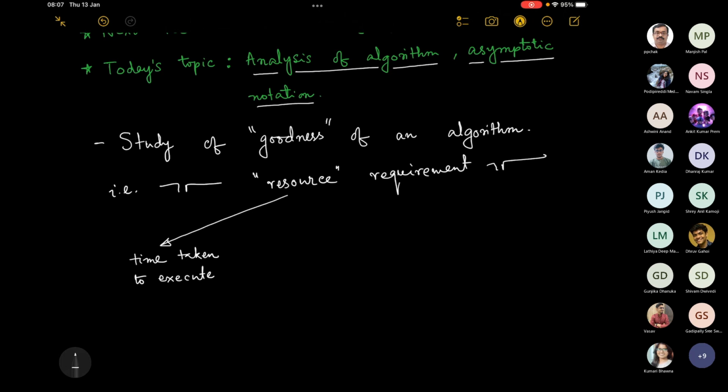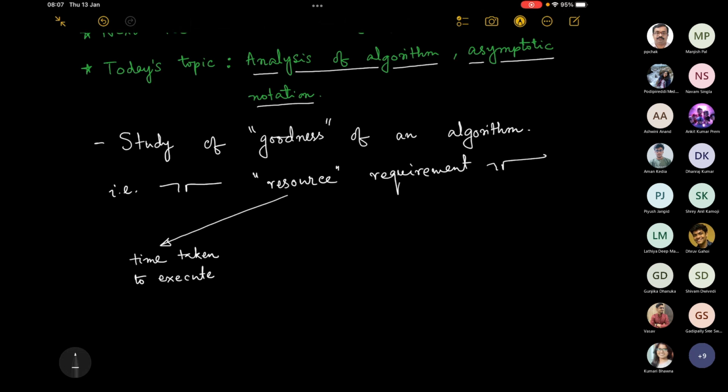If we don't say explicitly what we mean by resource, then if nothing is said, that means an algorithm is faster, that means it is better.